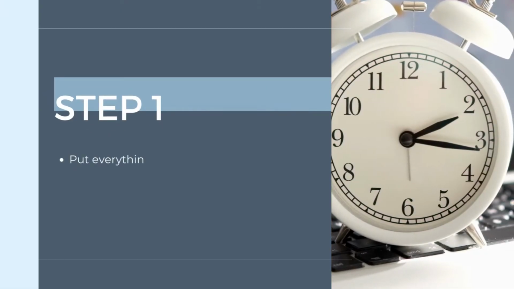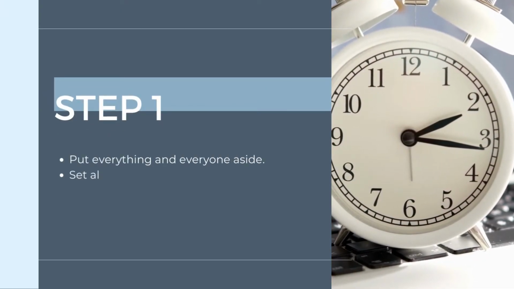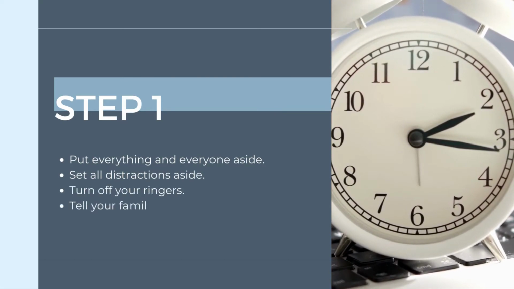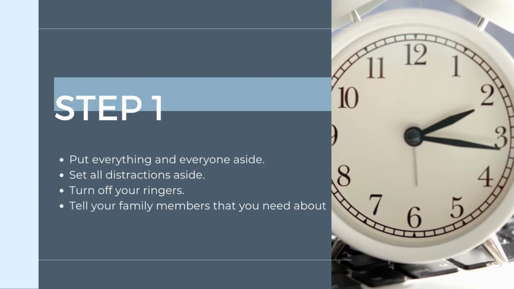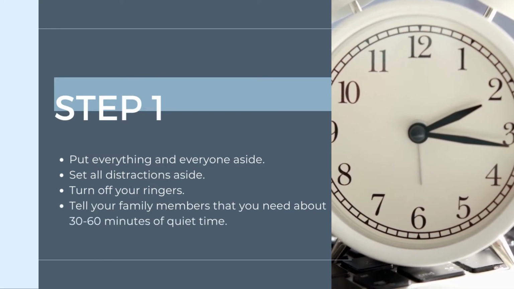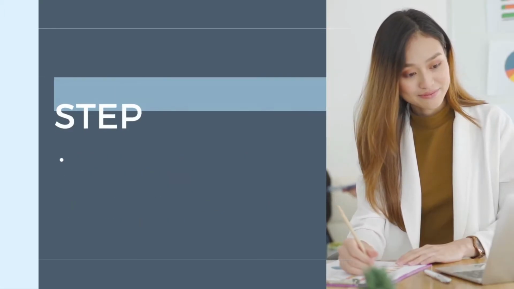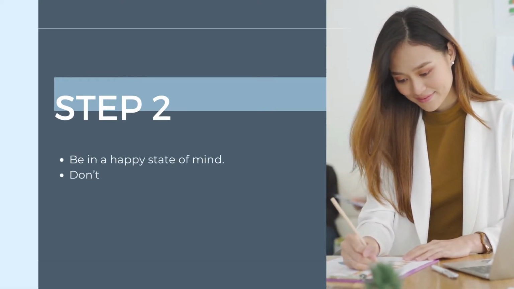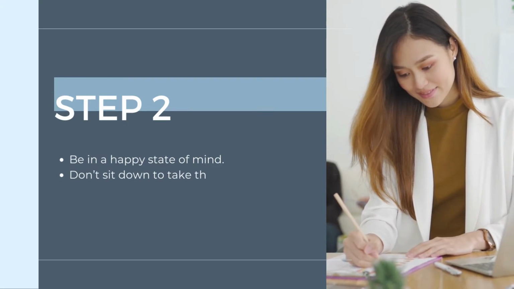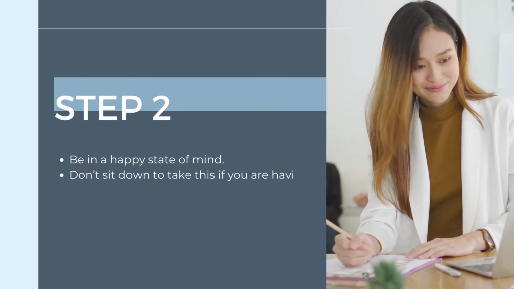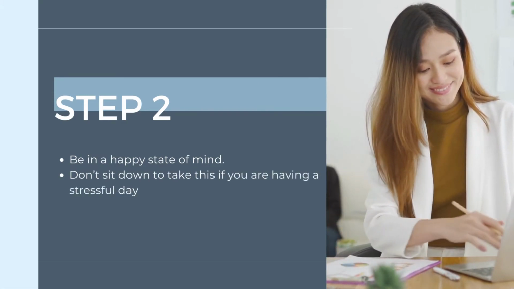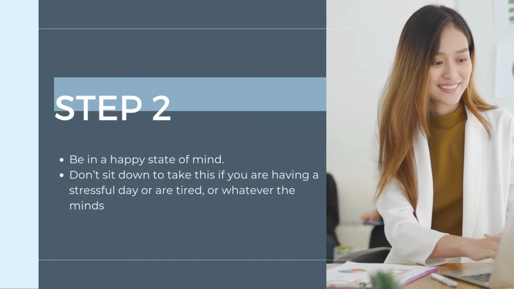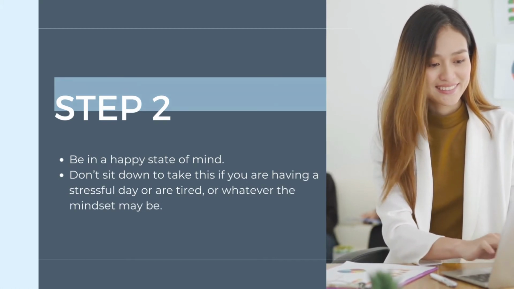Step number 1 is to put everything and everyone aside, and I'm being very serious about this. Set all your distractions aside and turn off your ringers and tell your family members you need about 30 to 60 minutes of quiet time. Step number 2 is to be in a happy state of mind. Please don't sit down to take this if you're having a stressful day or you're tired or whatever the mindset might be. You want to set yourself up for the most success. So give yourself enough time in the right mindset to take this assessment.